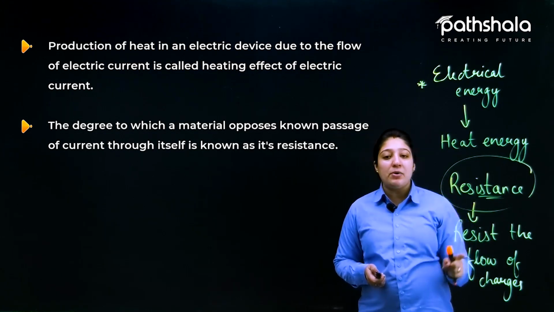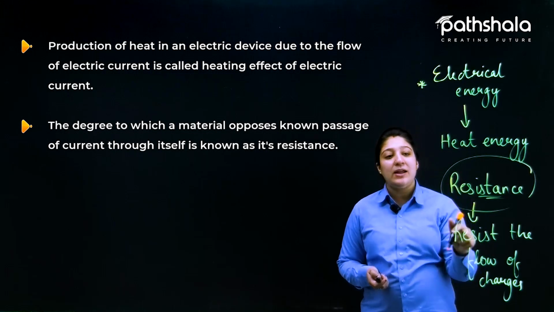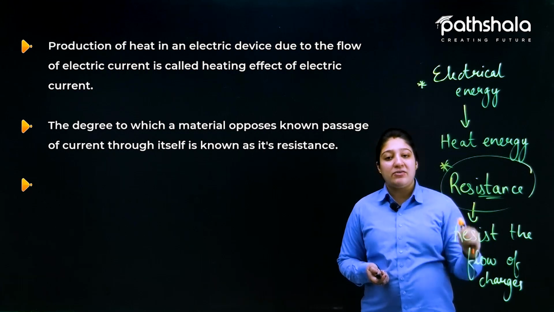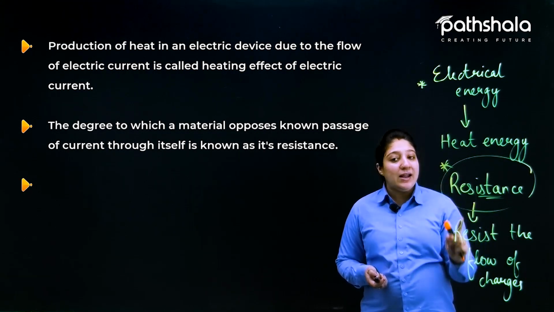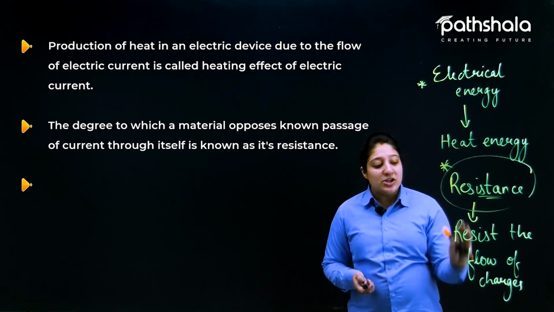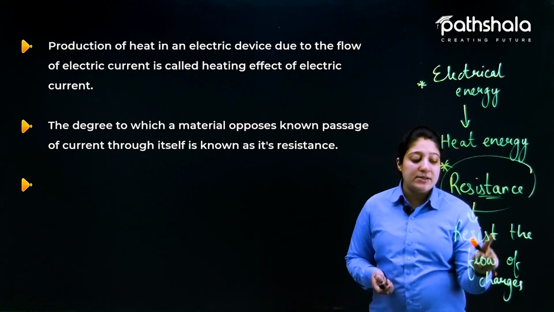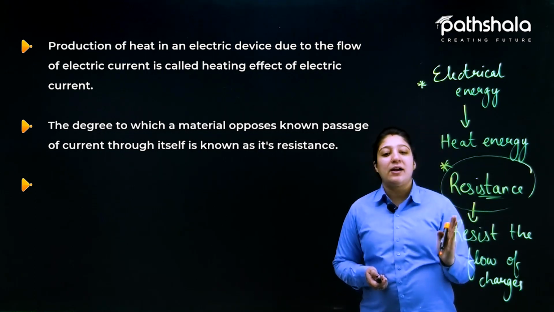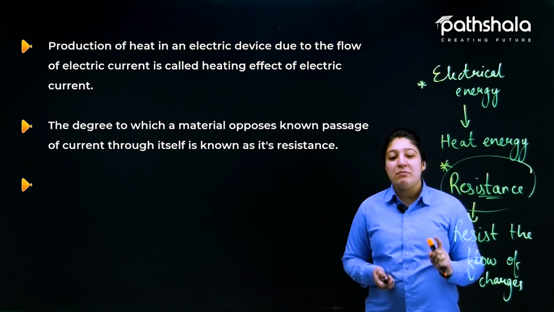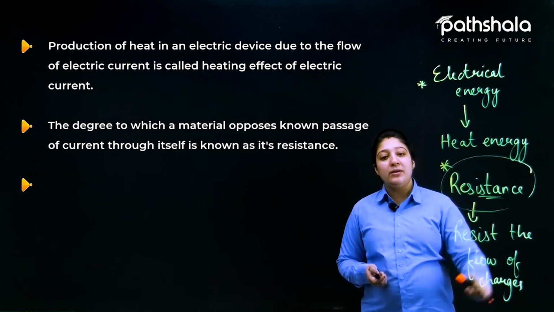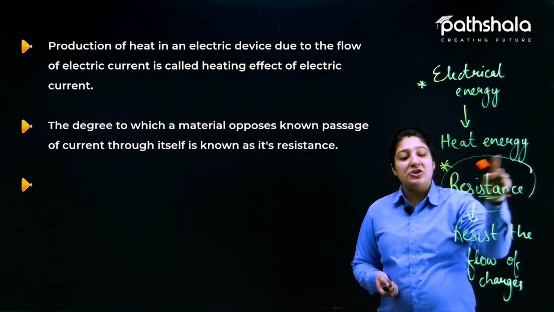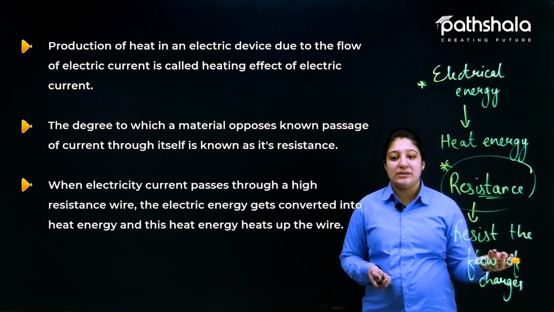So this is also a very important concept of this chapter. On resistance only, our heating effect of electricity depends. So you need to be very clear about this concept: what is resistance? Resistance is where the material resists the flow of charges or obstructs the conducting path of charges, so that the charges remain in the material for a longer time, and as a result, the electrical energy will be converted into heat energy, and this heat energy is used for many different purposes, right?